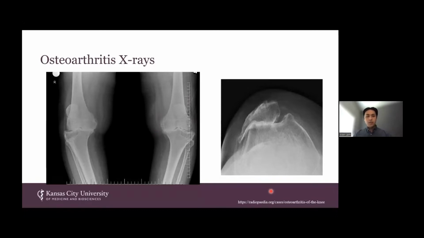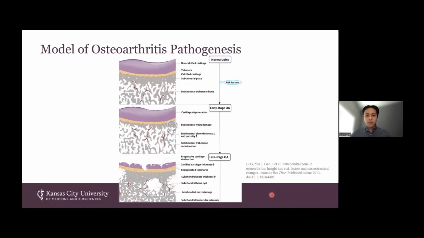And just to give a sort of pathological model of how this can occur, I have a figure on the next slide here that goes over some of this degeneration. This is from Dr. Lee et al., on his model of osteoarthritis pathogenesis.